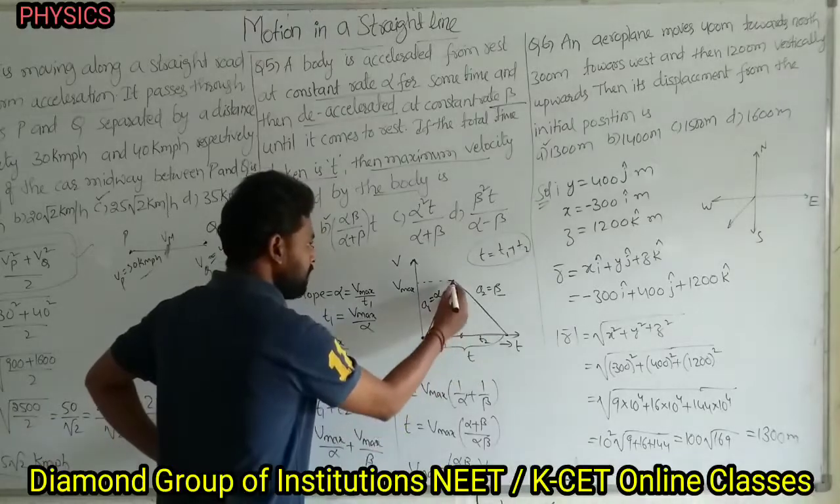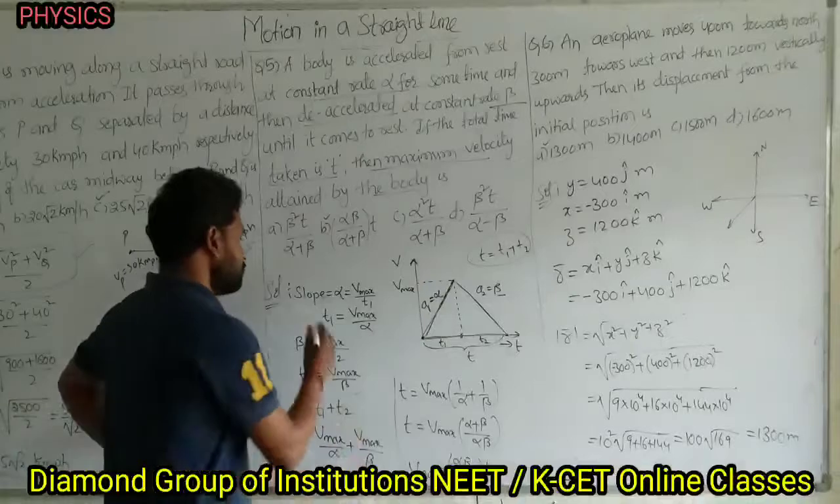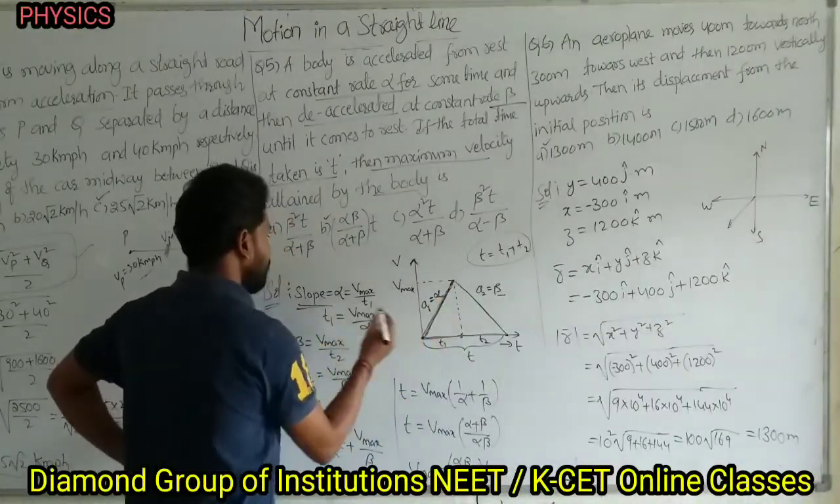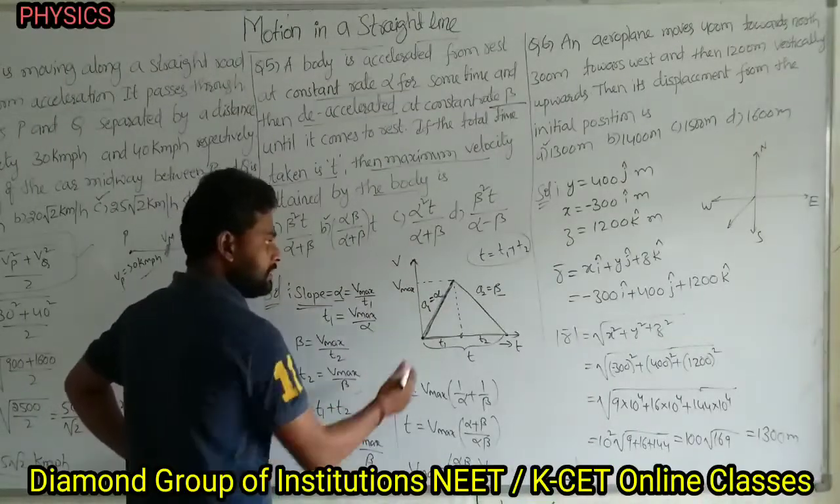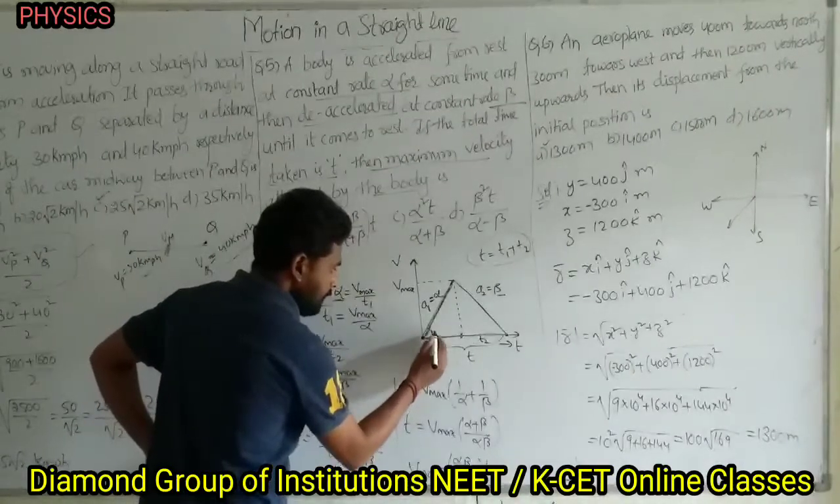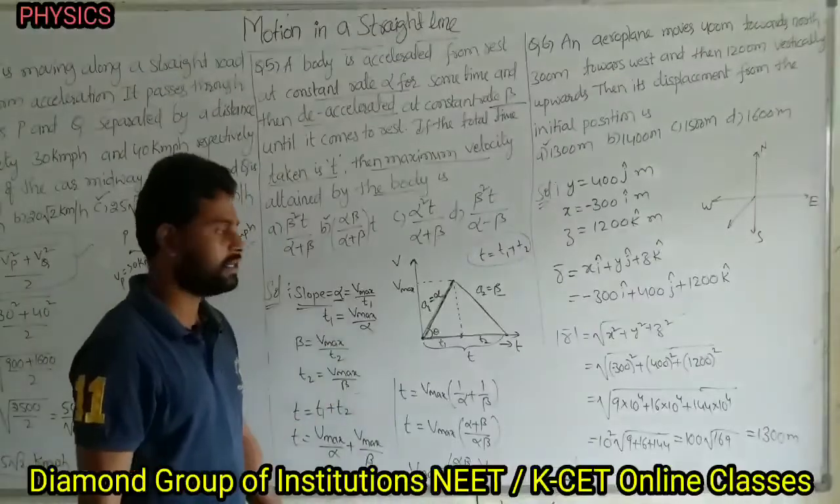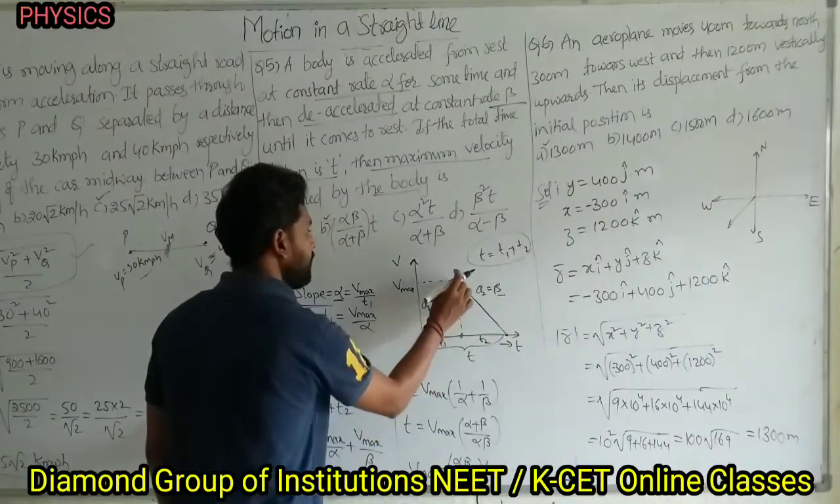Now see the velocity-time graph. The slope of the velocity-time graph gives the acceleration. What is the acceleration here? Alpha. So the slope gives the acceleration. Suppose the angle is theta, tan theta equals opposite side by adjacent side. After a certain time it will become the maximum velocity.